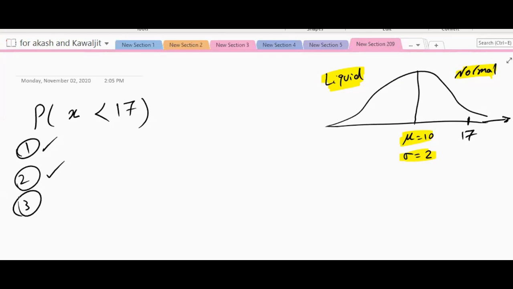Okay, areas of interest. You can say that I am interested in anything that is less than 17, but our table is not organized like that. So we divide the area less than 17 into these two areas. This area and this area. The combination of these two is the chance of anything that is less than 17, up to negative infinity.